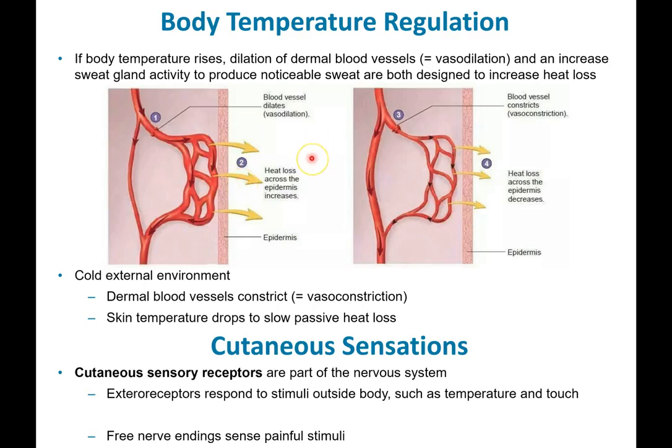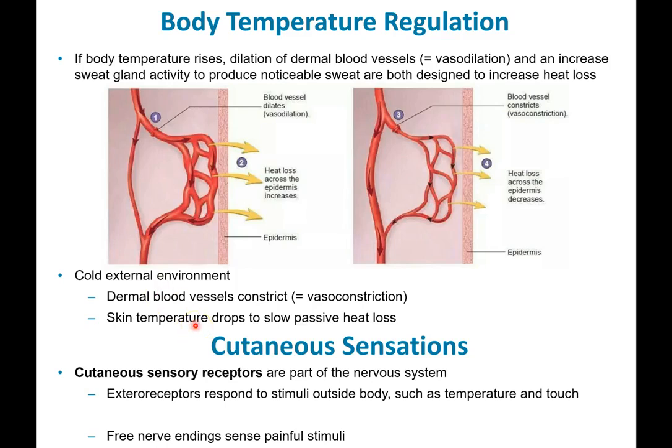With respect to sweat evaporation, as sweat evaporates from the skin, heat is exchanged with the environment and ultimately lost from the body, which contributes to a decrease in skin temperature as well.